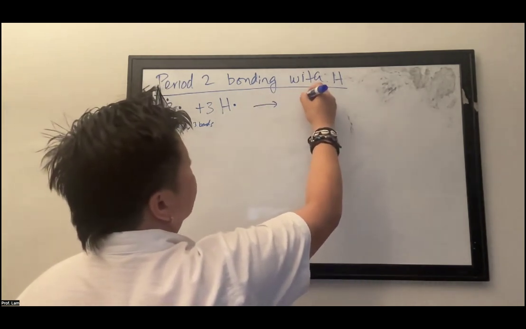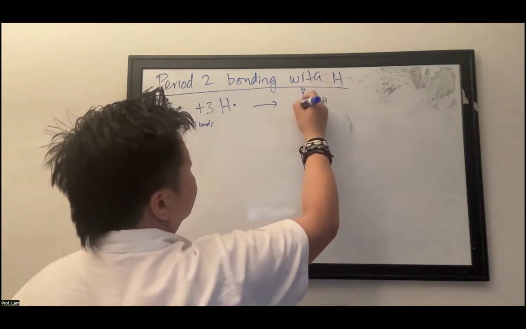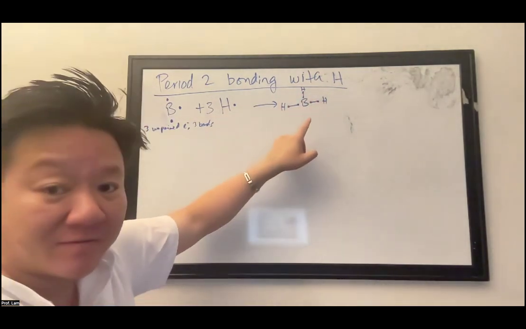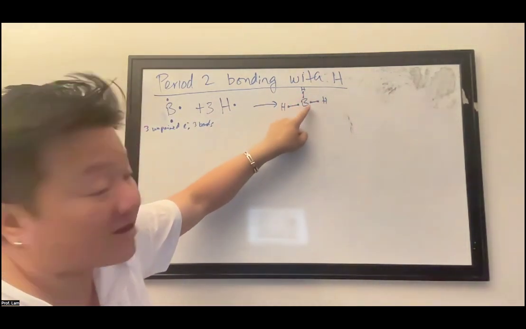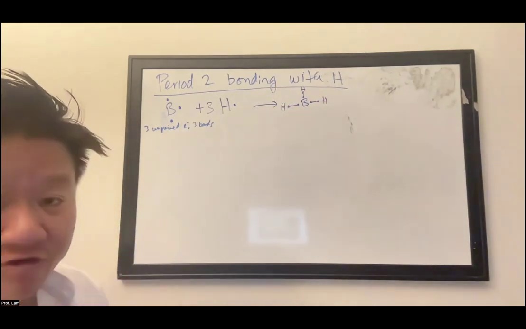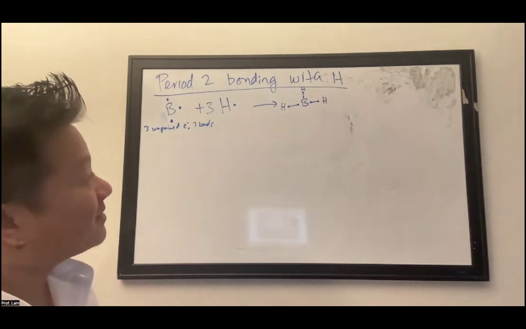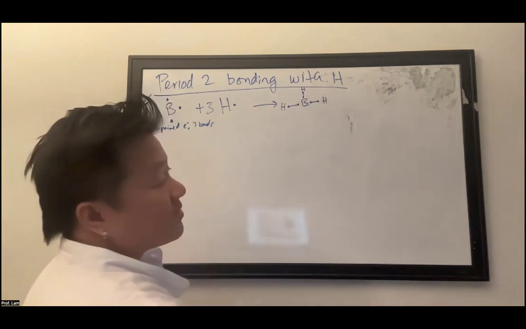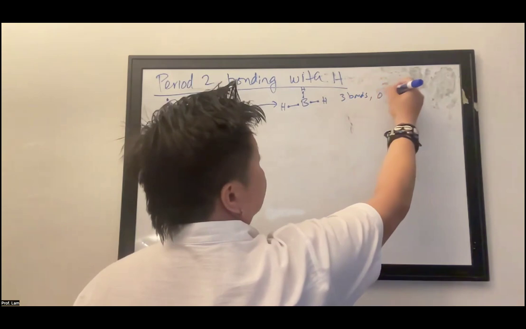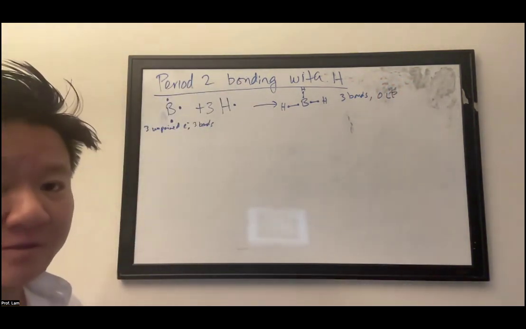B with 3 hydrogens bonded to it, right? And each of these dots represents an electron. Boron brought its 3 valence electrons. Each of the 3 hydrogens brought 1, and then we form BH3, okay? So notice the features of BH3. It has 3 bonds and 0 lone pairs. I'm going to represent lone pairs with LP, okay?